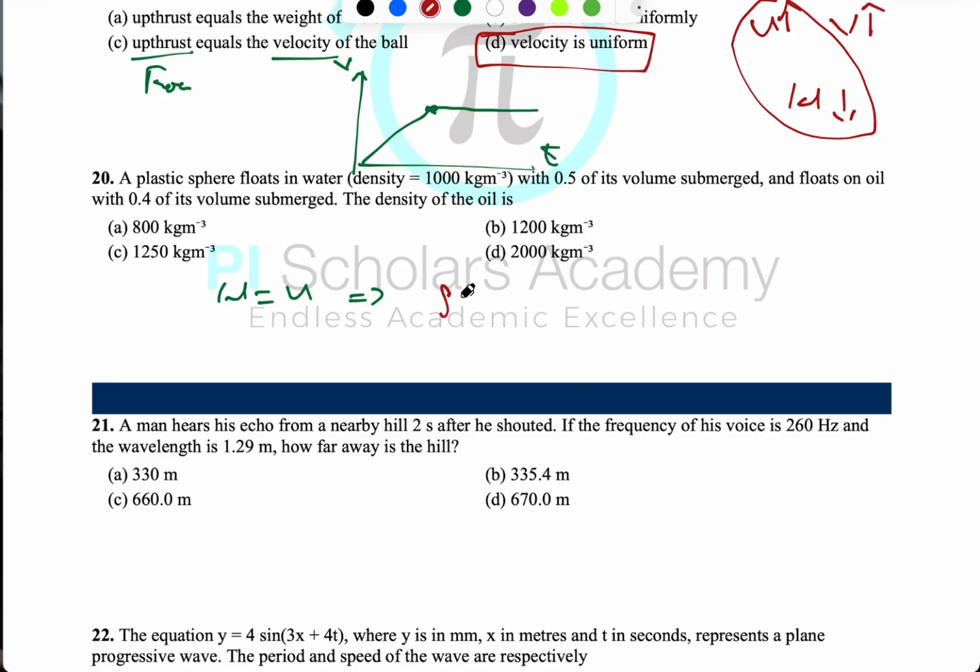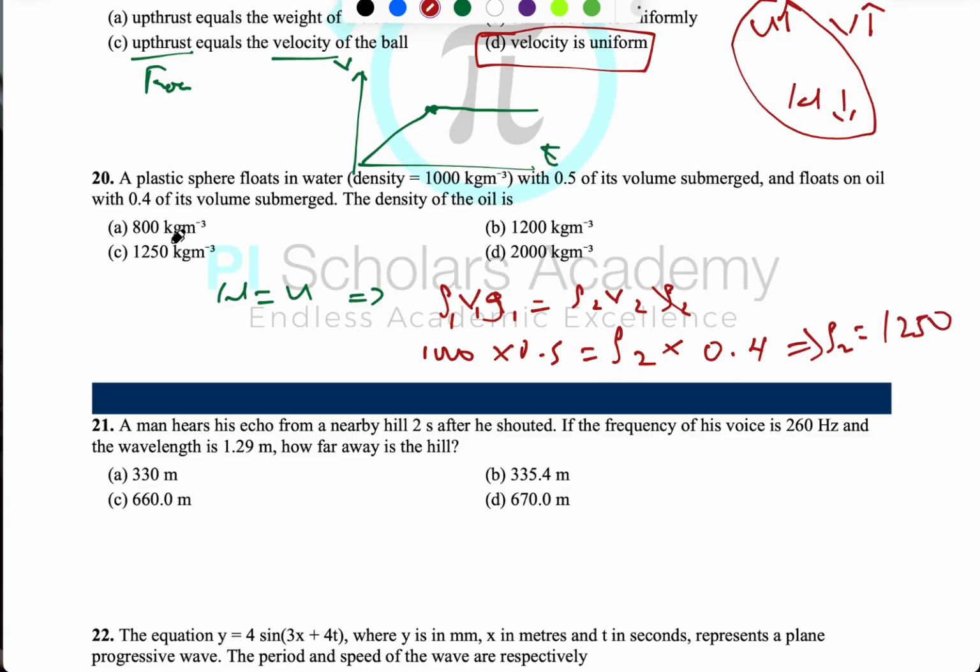So upthrust is rho V g, where rho is the density of the liquid, V is the volume submerged, and g is the acceleration due to gravity. If I equate this now, that will be rho 1 V1 g equals rho 2 V2 g. The g is going to be the same. So what is rho 1? That is the density of water, 1000, multiplied by the volume submerged, 0.5. The density of the second liquid is what I'm looking for, with volume submerged 0.4. So 1000 times 0.5 divided by 0.4. And the density of the oil is then 1250 kilogram per meter cube.